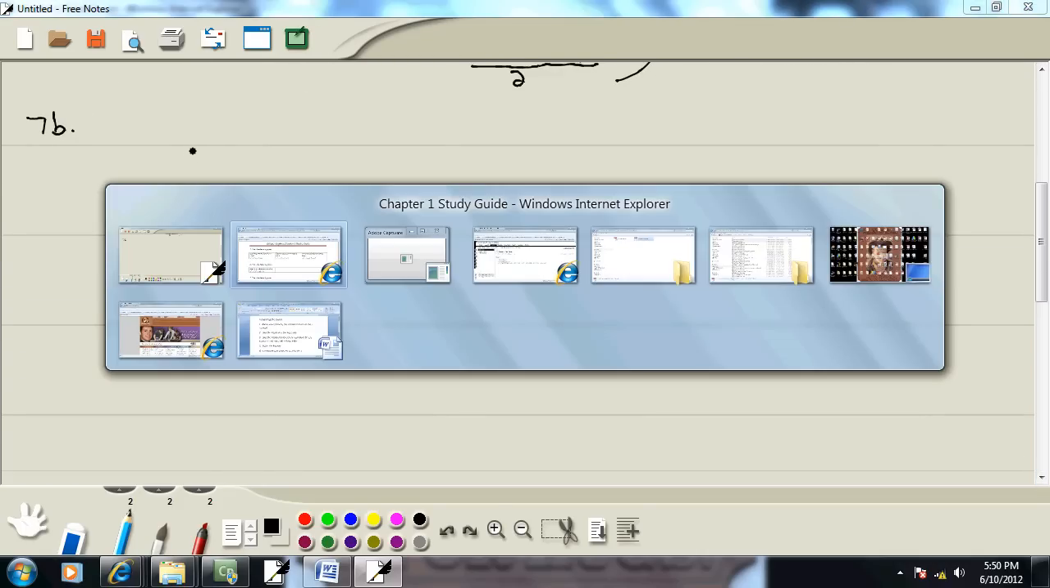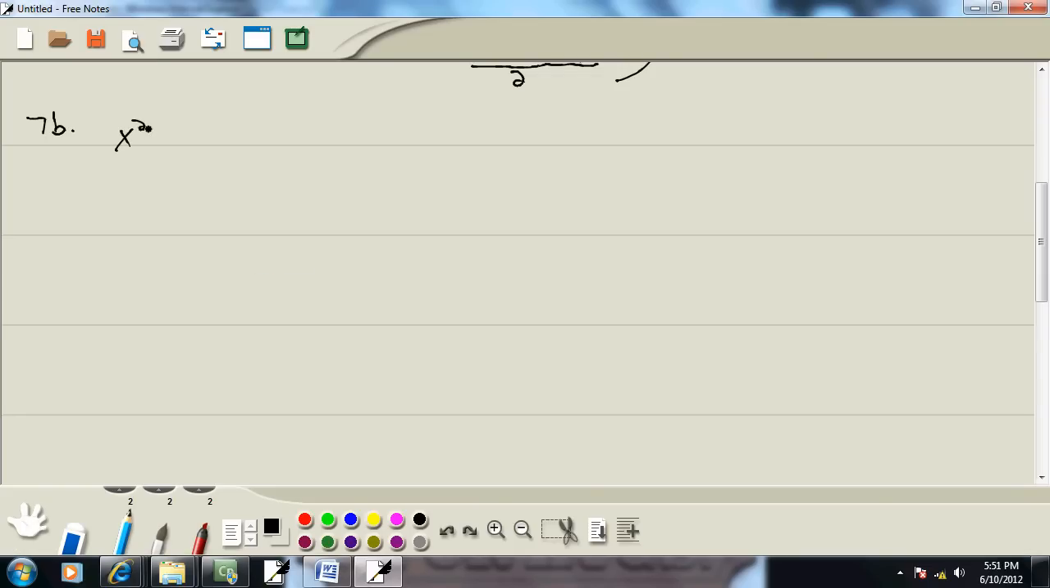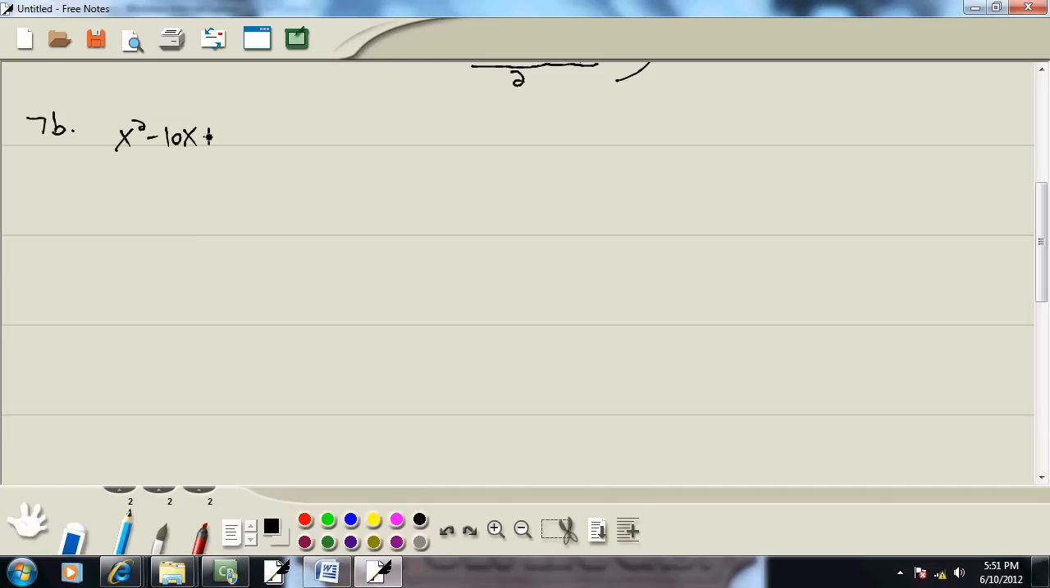Let's look at our next example. x squared minus 10x plus 1 equals 0. Now again, we have 0 on the right side, so that's the right form. A will be what's before our x squared, which is 1. B will be what's before our x, which is negative 10. And c will be the number at the end, which is 1.